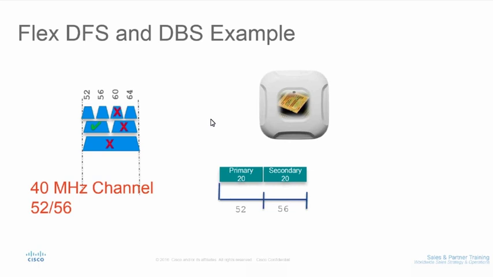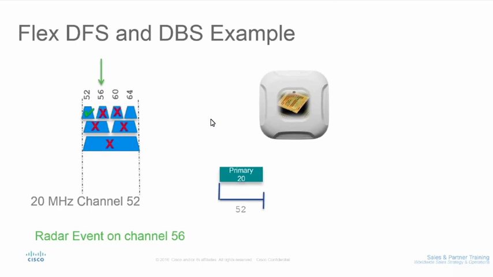So we aren't going to take out the whole 80 megahertz wide swath of channels. We're going to keep some usable channels in place because there are no DFS hits on those specific channels. And likewise, if we find another hit on a channel further down the road, we'll do the same thing. We'll notch that one out and leave the existing channels there. So Flex DFS combined with DBS gives you the most flexibility for using those UNII-2 Extended channels, as well as not notching out the whole 80 megahertz wide channel when we see a radar event on it.